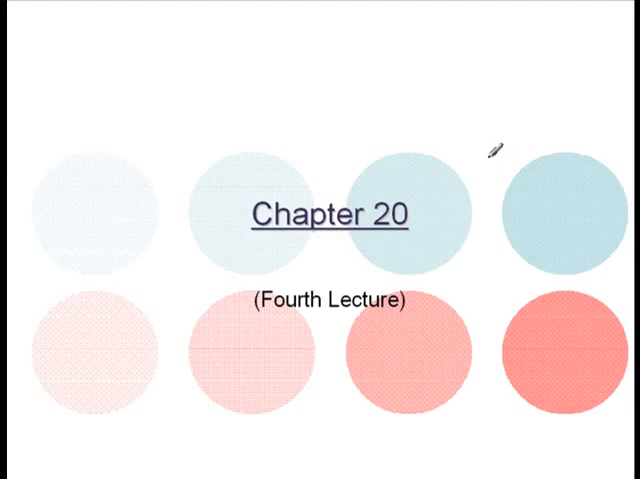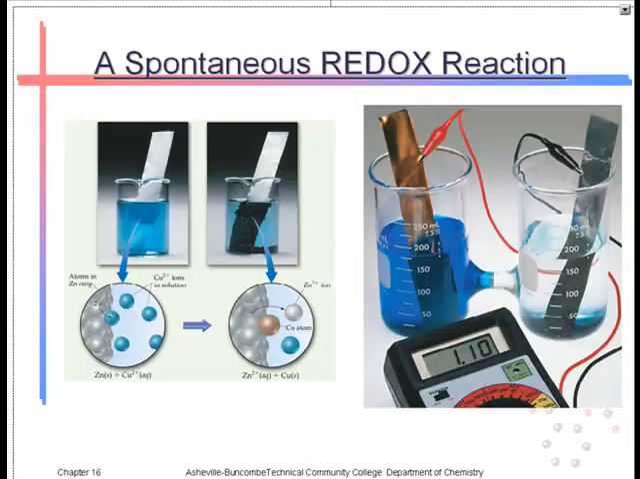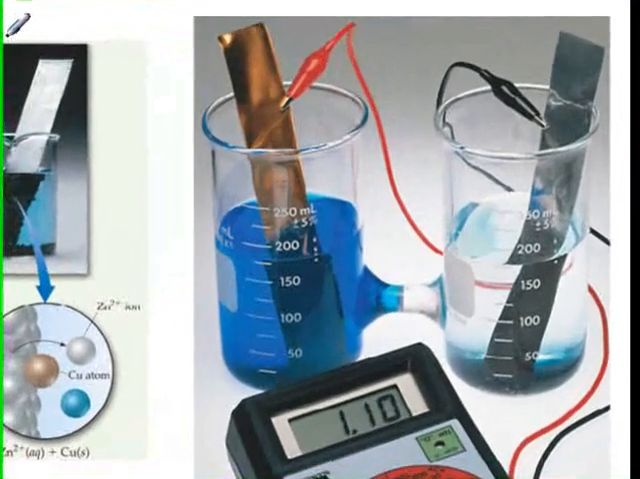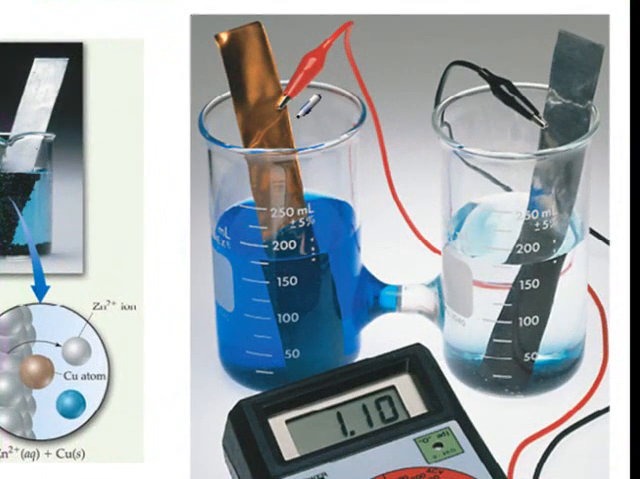Okay, in the fourth lecture for chapter 20, first thing I want to remind you of something. Voltaic cell: electrons flow from the black, from the anode, and then they're dumped out onto the cathode on the red. Remember, the reduction reaction occurs there, and the oxidation reaction occurs there.